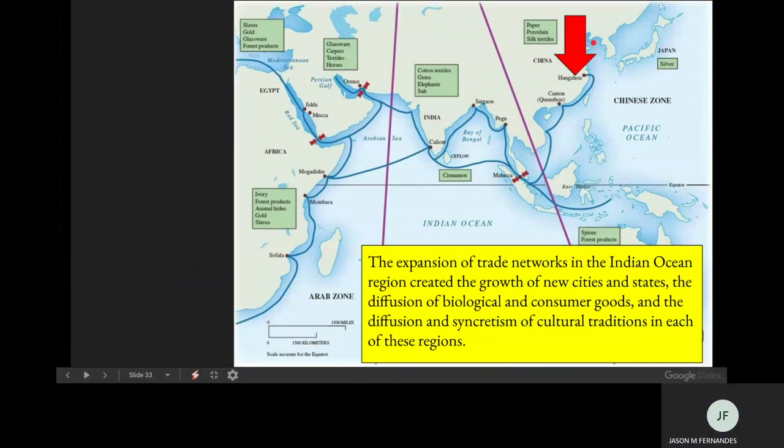So let's turn to China then, right? So we see this connection. These places are really far apart, right? And as we look at China, again, let's think of these same things that we talked about from the beginning of our thesis. Growth of new cities and states. So we'll look at some of these cities in China. Diffusion of biological and consumer goods. We'll do that too. Biological goods like rice, consumer goods like porcelain that we just saw, and the diffusion and syncretism of cultural traditions, right? Again, we saw Islam stretching here. We'll see it again over here.